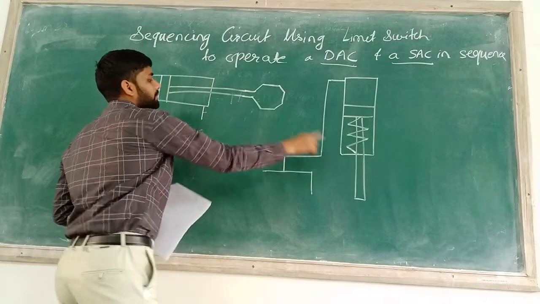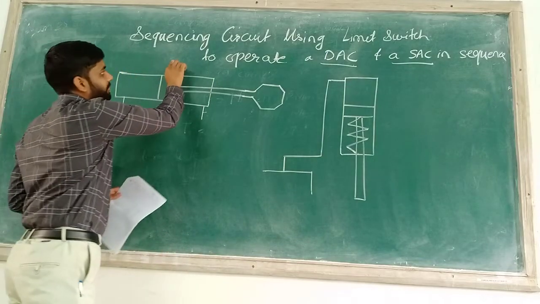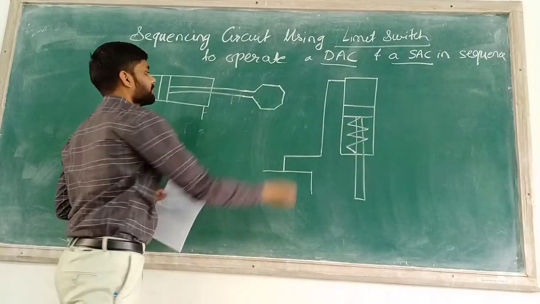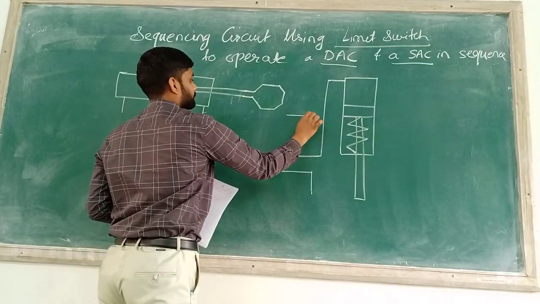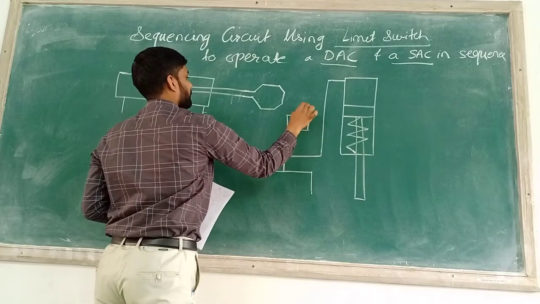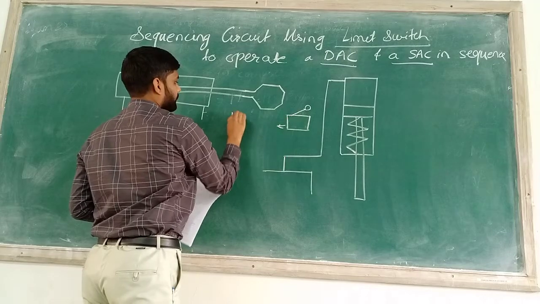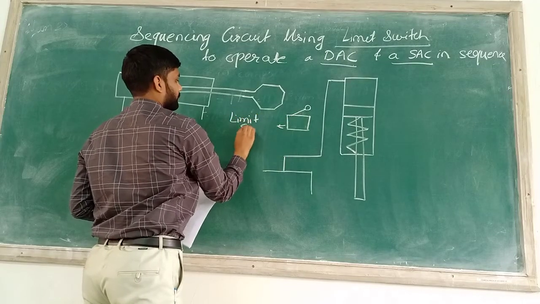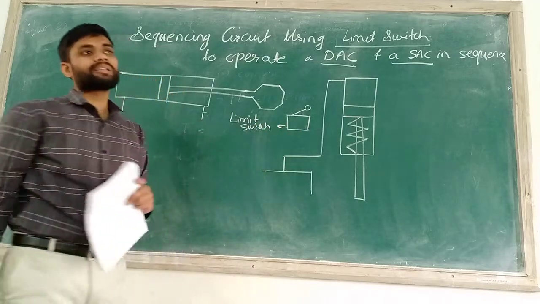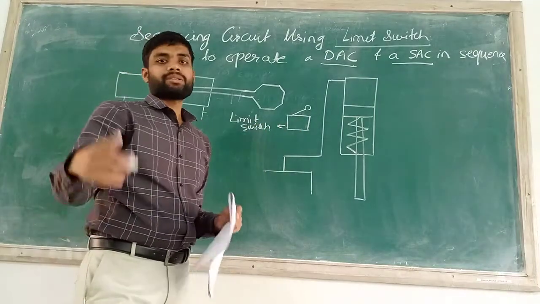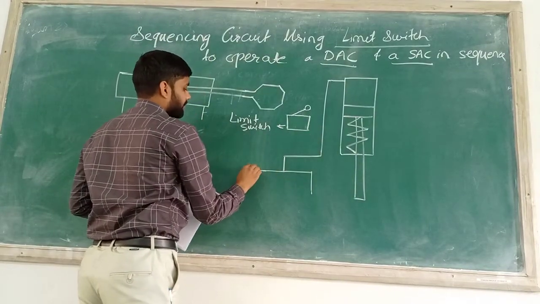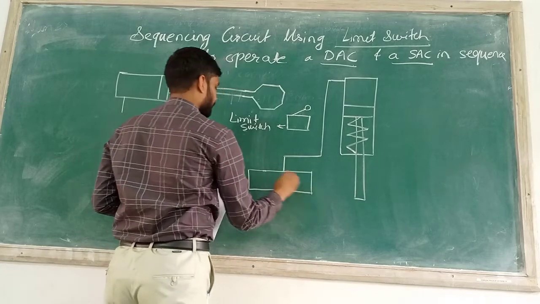Okay, so these two are the cylinders and this circuit has a limit switch. So where is the limit switch? The limit switch is present in that portion here. So it is our limit switch, and this limit switch is associated with the solenoid operated direction control valve. So here, next to the cylinder, we have one solenoid operated direction control valve.